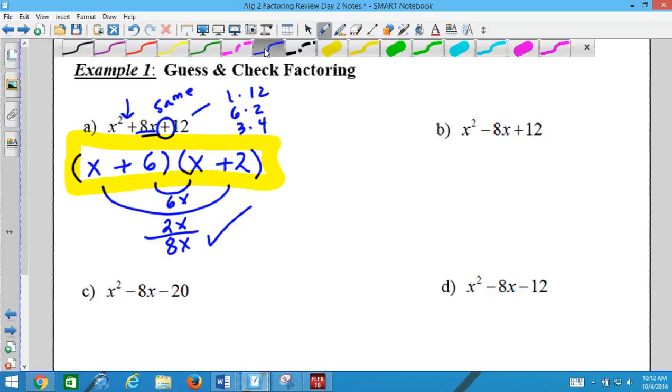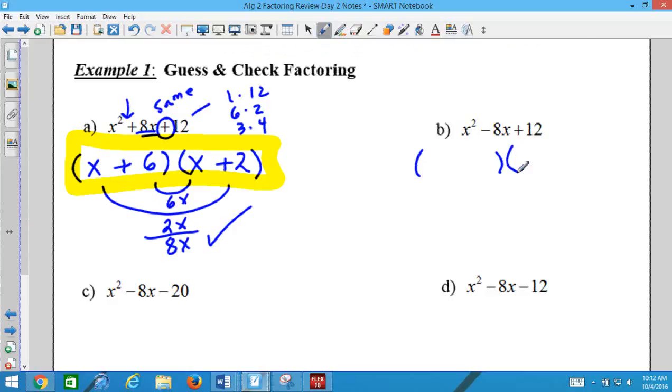That's Question B. Is there a GCF? No. So then we start here. Question B starts with x squared. So what comes first? X. X.